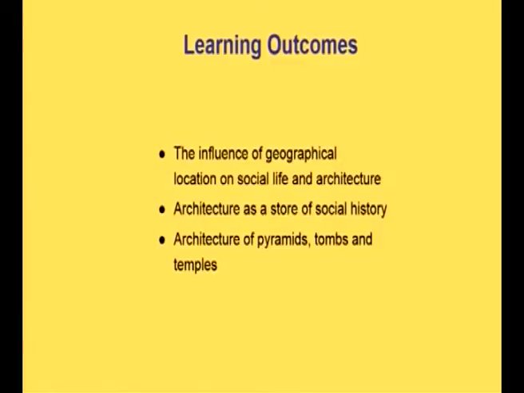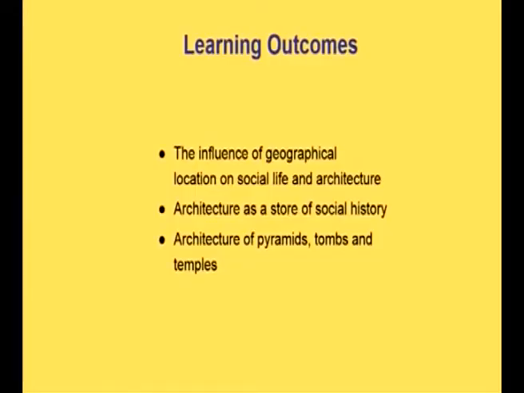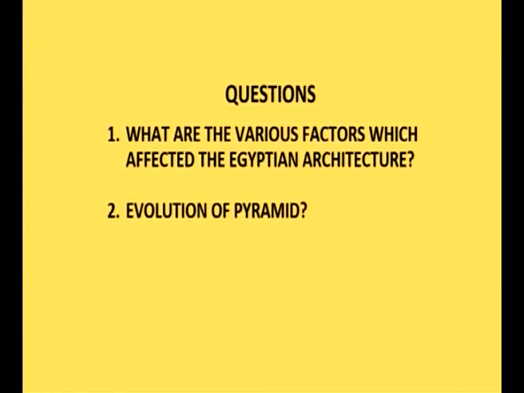Today we started with Egyptian architecture, the evolution of Egyptian architecture, and various factors which influenced it. Next we moved on to the evolution of the Egyptian pyramid from mastaba to step pyramid to pyramid. Till now we looked at the mastaba's construction techniques. In the next class we will have a look at the step pyramid and the geometrical pyramid. Next we look at the questions. What are the various factors which influenced Egyptian architecture, and explain the evolution of the pyramid with sketches. With this we come to the conclusion of today's lecture. Thank you.